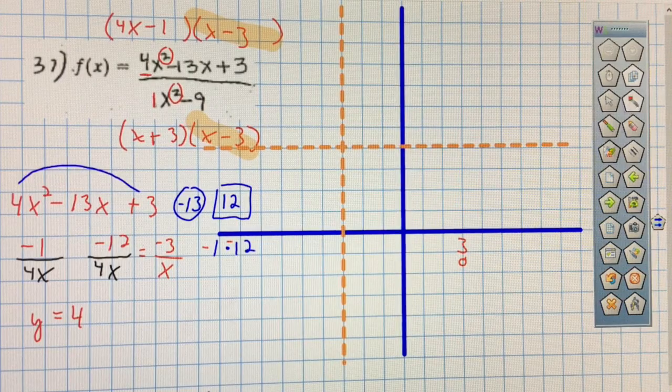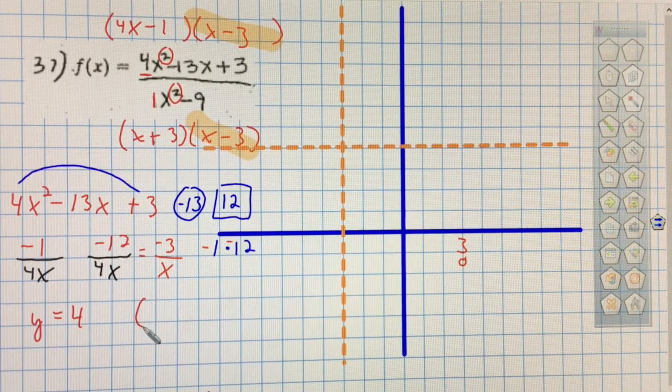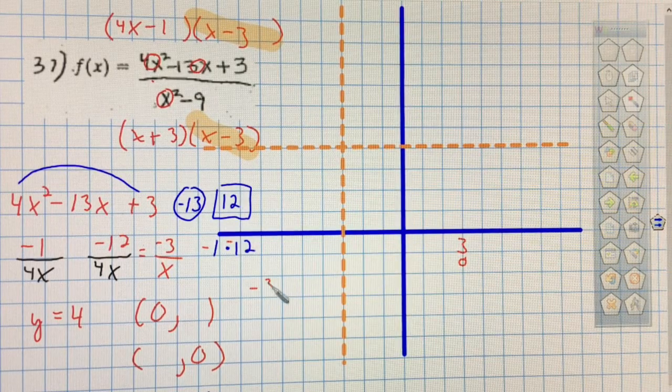Now what I can do is find some zeros. So I'm going to look for where x is 0, and then I'll look for where y is 0. The method for finding this, you just take the 0 and plug it in for every x value. Notice if I put a 0 in for x, the top gives me 3, and the bottom gives me negative 9. So negative 3/9 simplifies to negative 1/3. So that's going to give me a y-intercept of negative 1/3-ish.